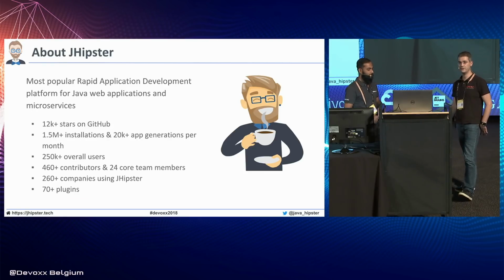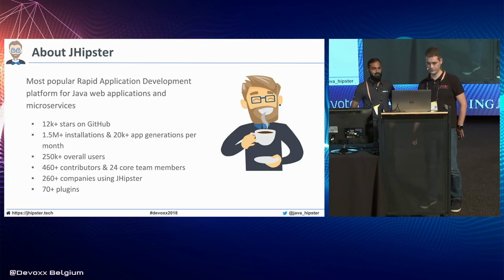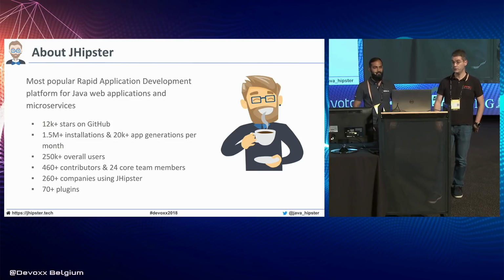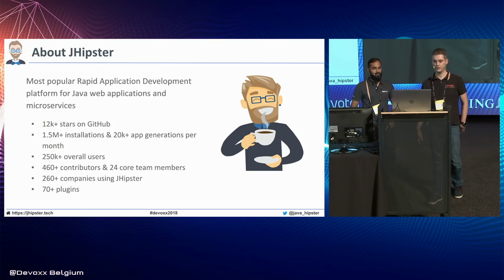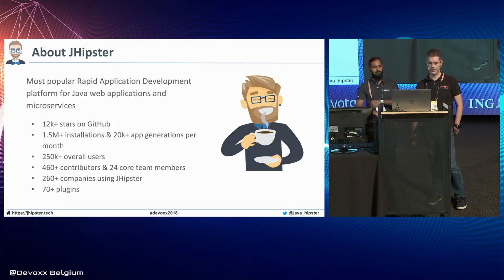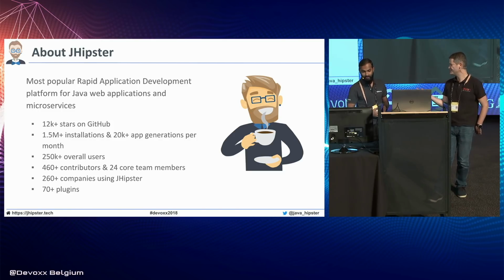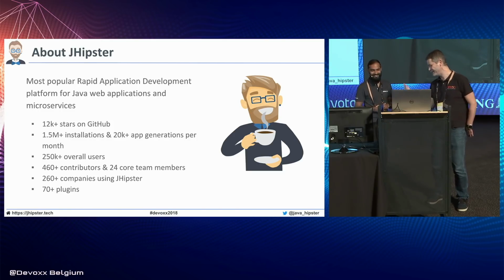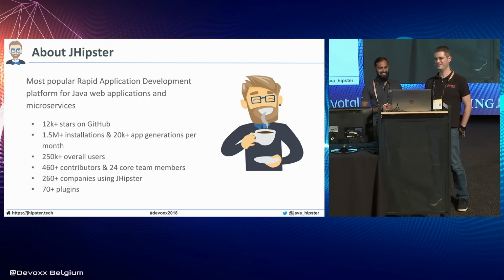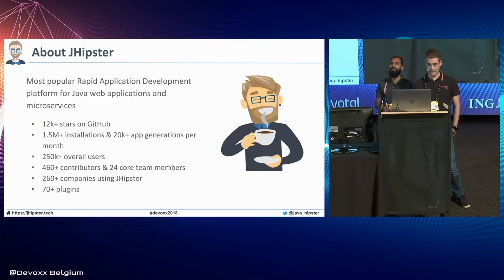So a few words on JHipster. It's more of an advanced session about the new things, but just to introduce JHipster for people who are not familiar with the project. Today we are clearly the most popular project in code generation and rapid development in Java. We have 12,000 stars on GitHub, which is quite a lot for Java. It's not a Java project, in fact, because it's coded in JavaScript, but people see it as a Java project because we generate a Spring Boot project.